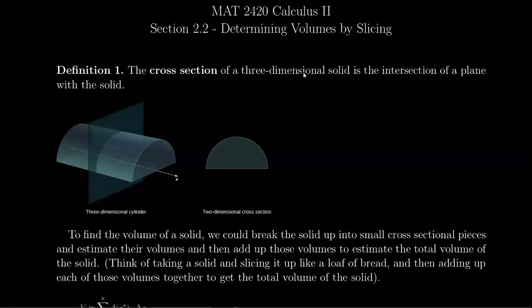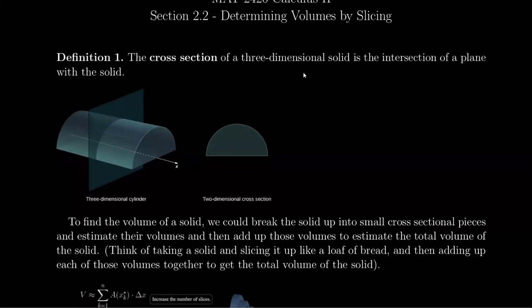All right, so let's start with section 2.2 right at the beginning of Calc 2. We are going to do determining volumes by slicing. So we'll start off with the definition. We're going to talk about the cross-section of a three-dimensional solid.